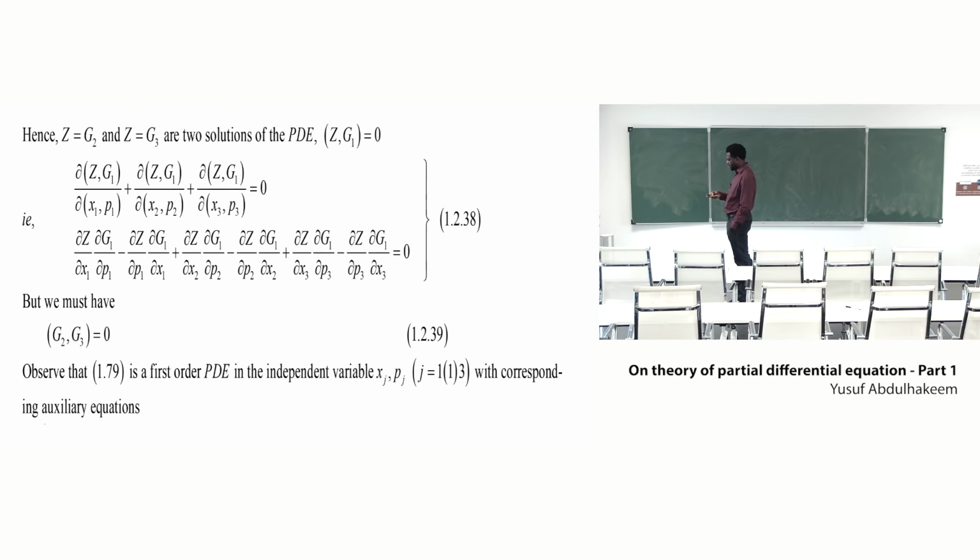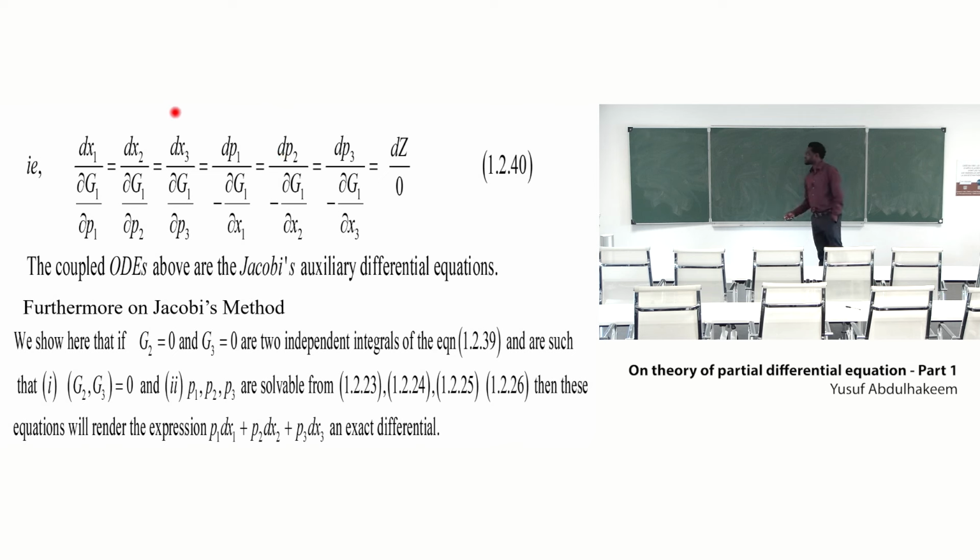And then we have this equation here. By the time we carry out the derivative, we are going to have this 1.2.38, but we must have this equal to 0. So observe that 1.2.39 is a first order PDE. 1.2.38 is a first order PDE in the independent variables xj, pj with the corresponding auxiliary equation that we have here in 1.2.40. So the coupled ODEs above are the Jacobi's auxiliary differential equations.